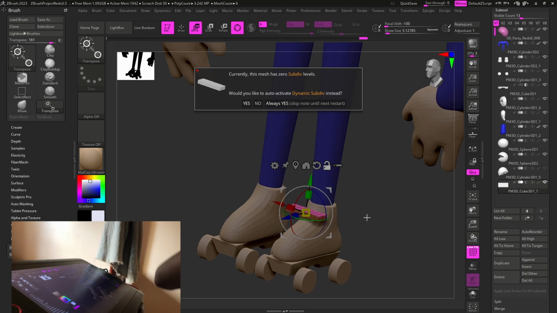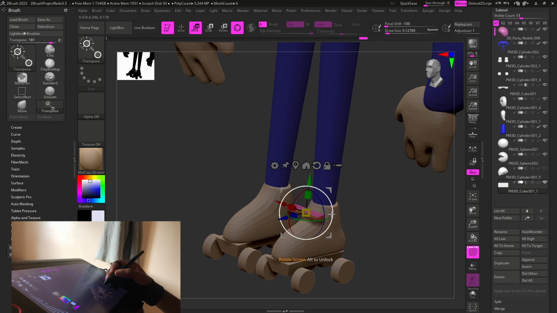Anyhow, the stylus is also lightweight and comfortable to use for extended periods, reducing fatigue.